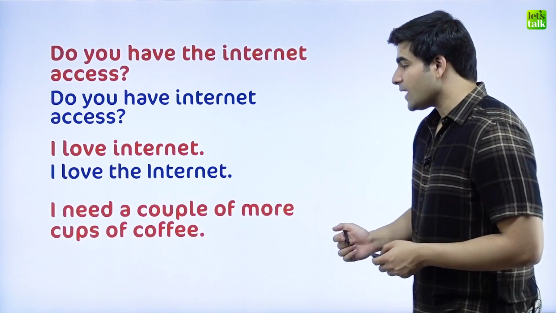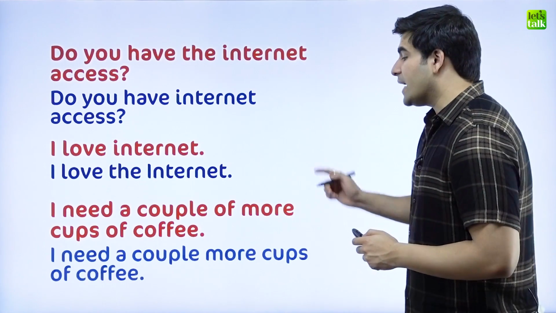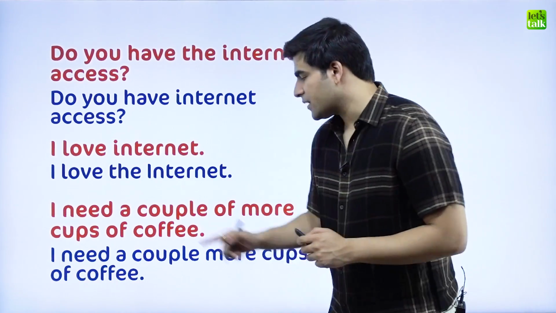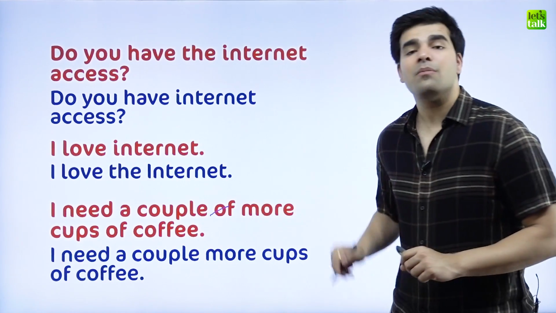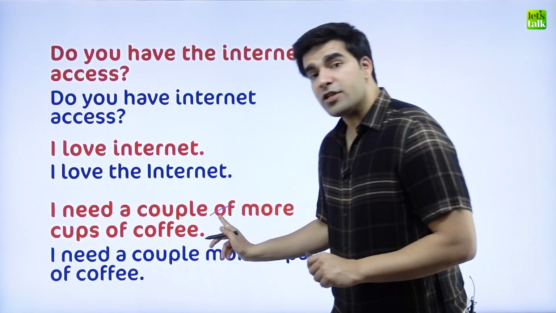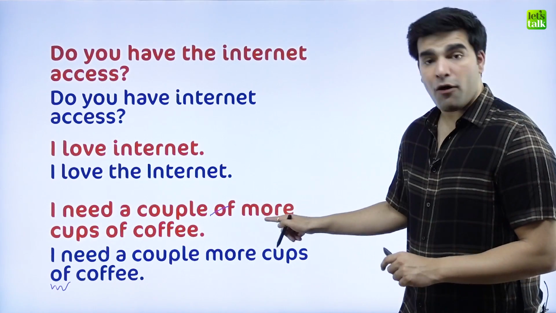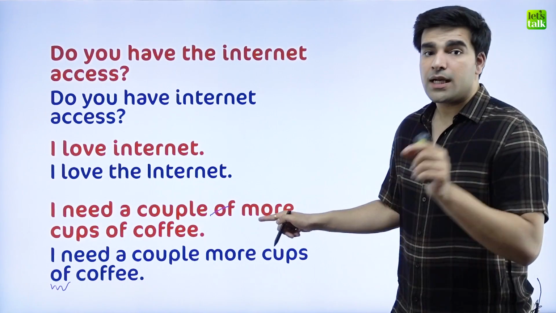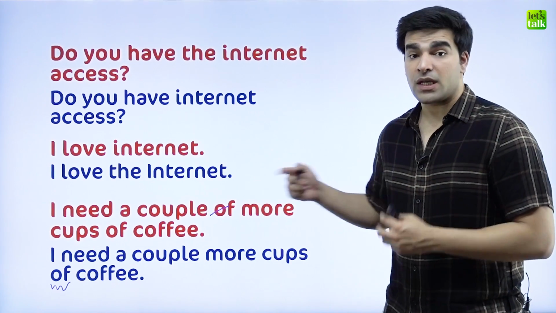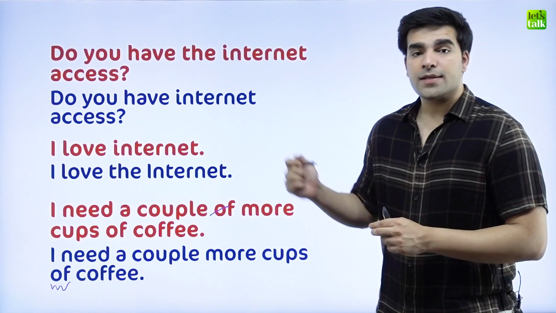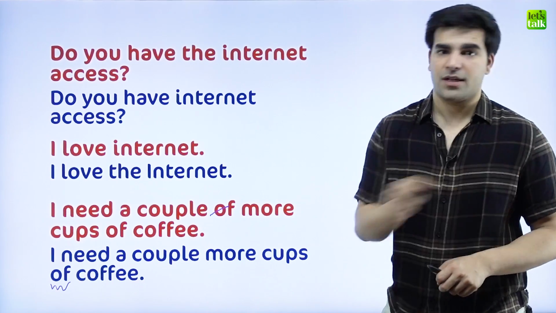So it is, I love the internet, the technology that allows us to connect with each other and find any information. Next, I need a couple of more cups of coffee. I need a couple more cups of coffee. In this case, couple of more omits and changes to couple more cups of. So the of that we need in the sentence is already there. We don't need 2 ofs, couple of more of. Couple more cups of coffee. A lot of times, because people are in the habit of using couple of, they end up using it here as well. So we say couple more cups of coffee, not couple of more of cups of coffee.